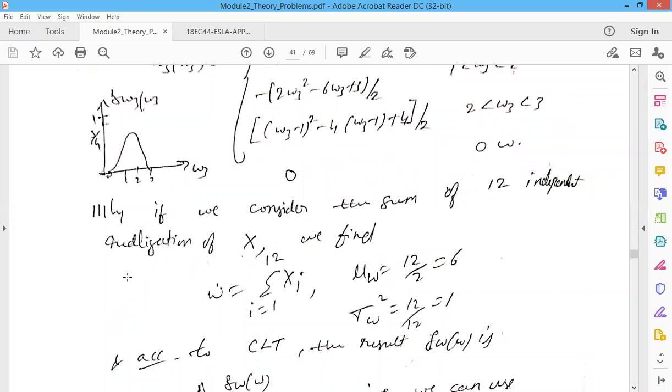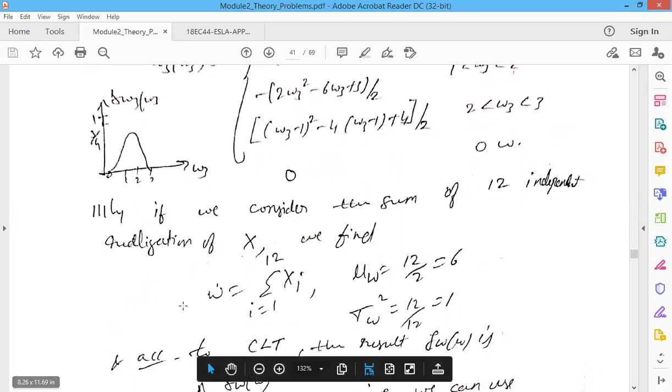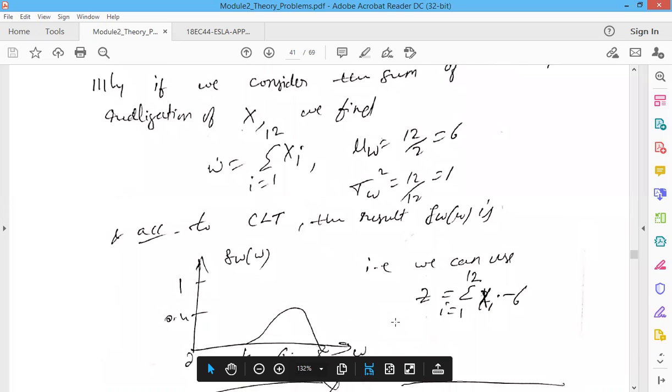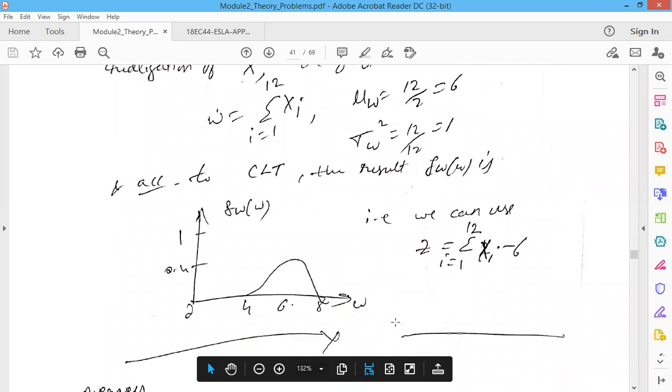Similarly, if we consider the sum of 12 independent realizations of x, w can be written as summation i is equal to 1 to 12 of xi, and mu w is 12 by 2 and sigma w square is 12 by 12. According to the central limit theorem, as I told, it will result in the Gaussian PDF, where we can write the approximation as z is equal to summation xi minus 6.